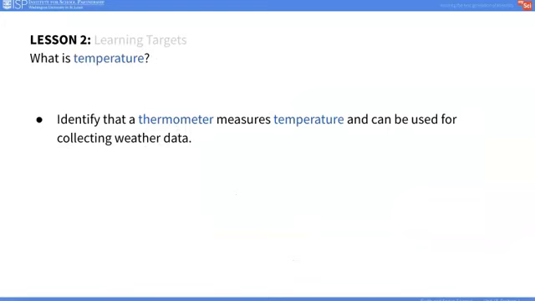By the end of this lesson, students will have identified that a thermometer measures temperature and can be used for collecting weather data.